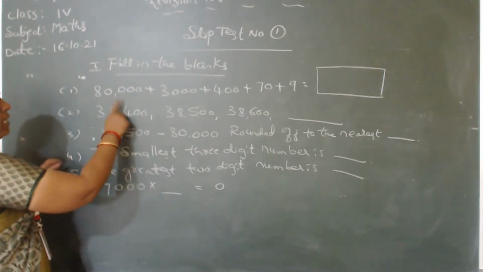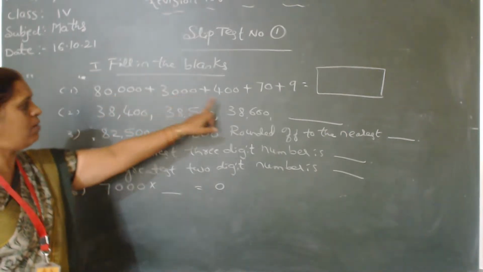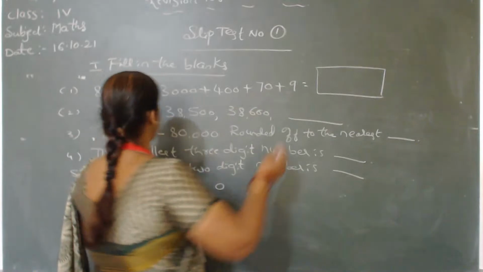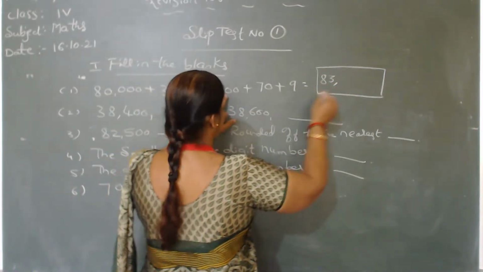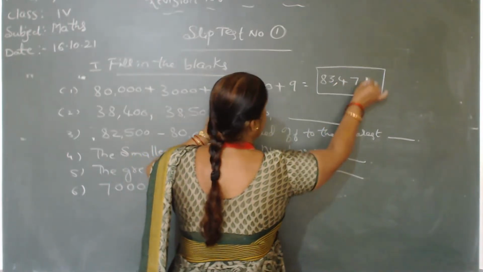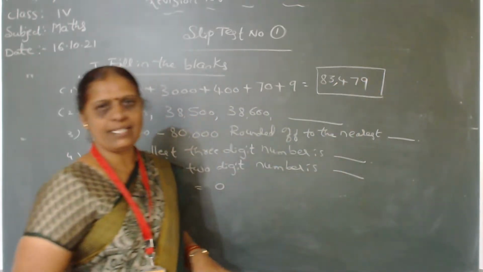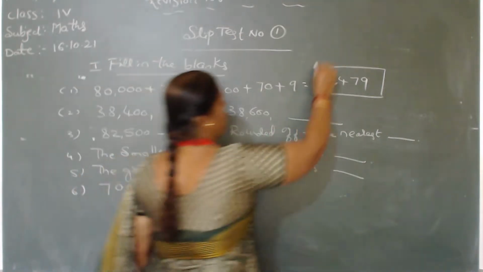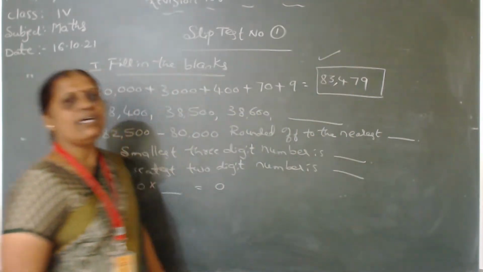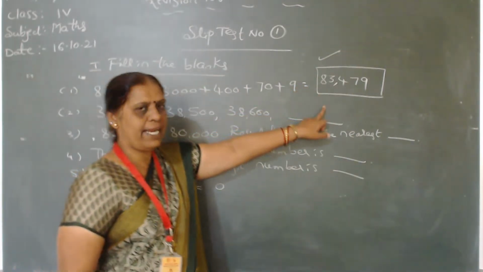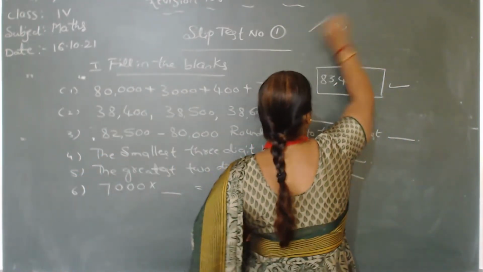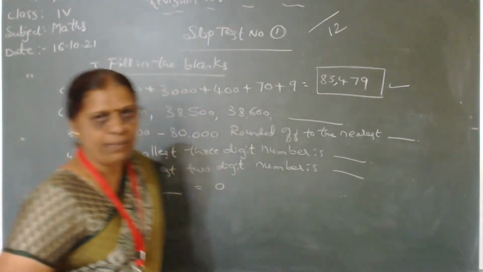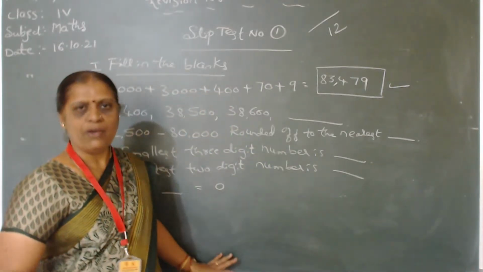So what is the number here? 83,479. So write this one, 83,479. If your answer is correct, you put a right mark like this. If your answer is correct, put correct here. So totally you have 12 numbers. You have the 12 fill in the blanks.